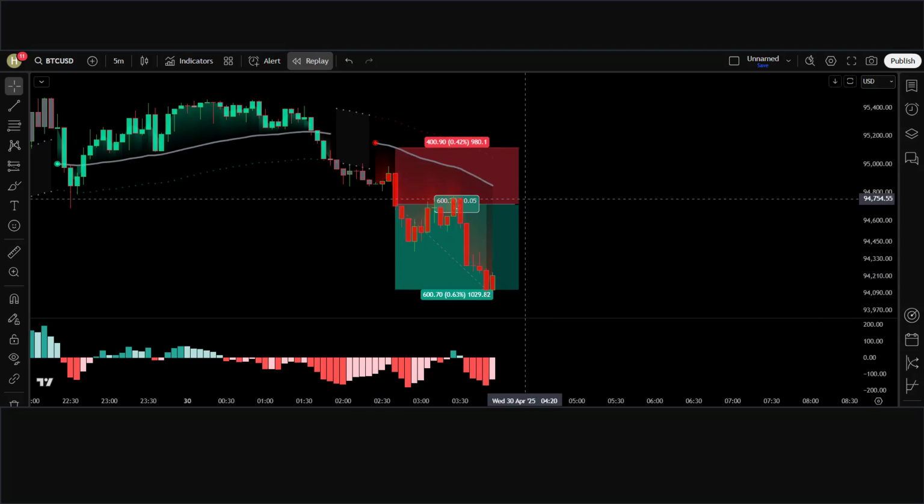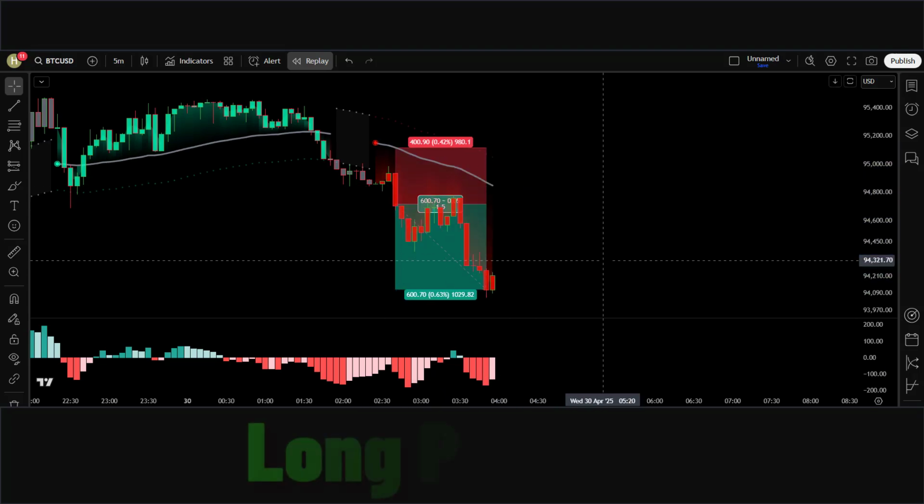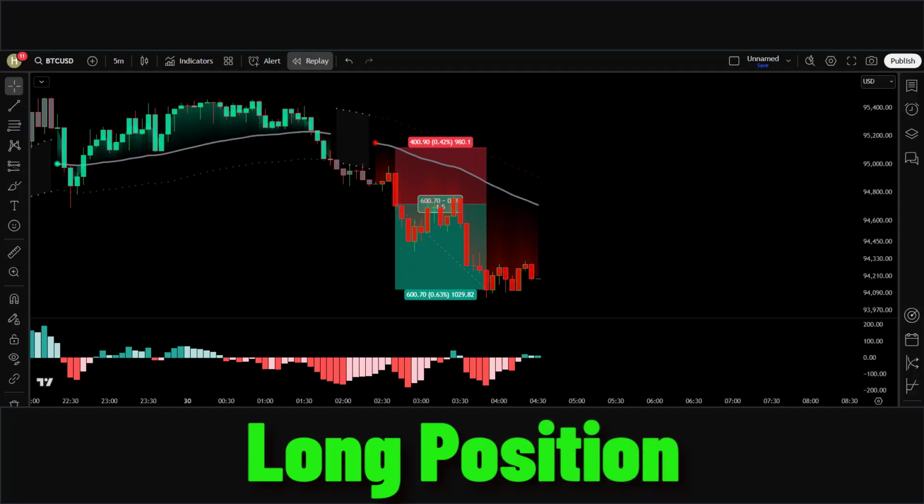The market has completely hit the target. Now let us understand the long position.